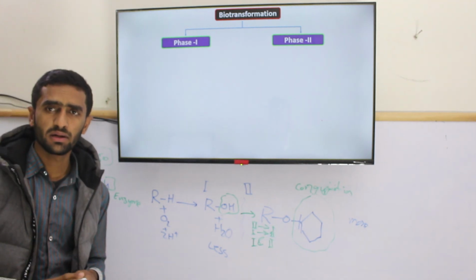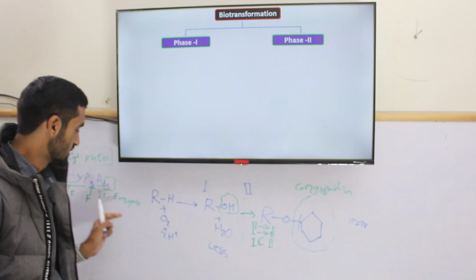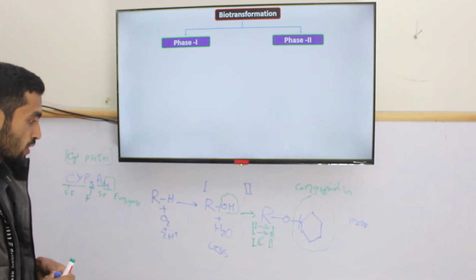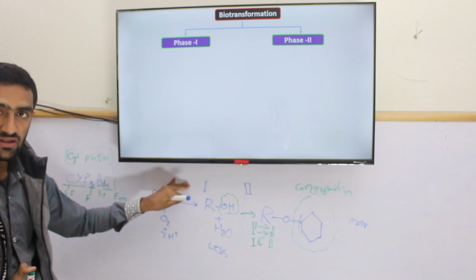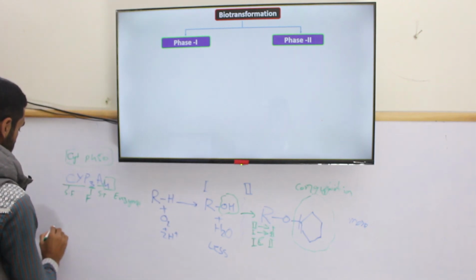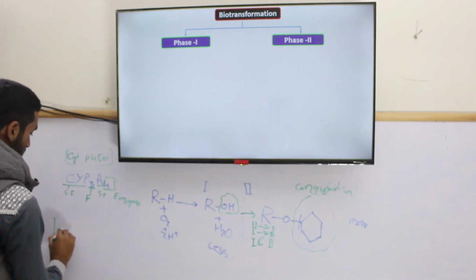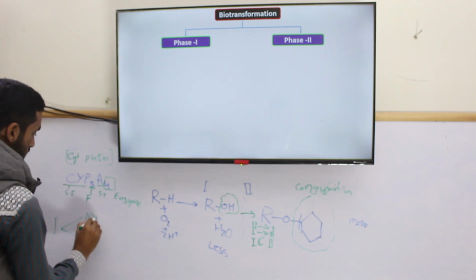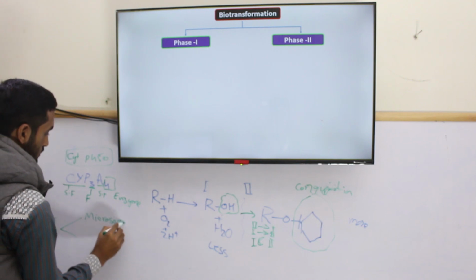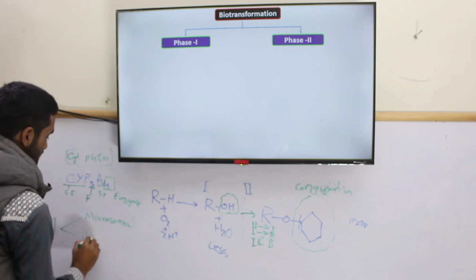Most of our drugs undergo metabolism by this process. Okay, so this is phase 1. Phase 1 has two parts: one is microsomal, the other is non-microsomal.